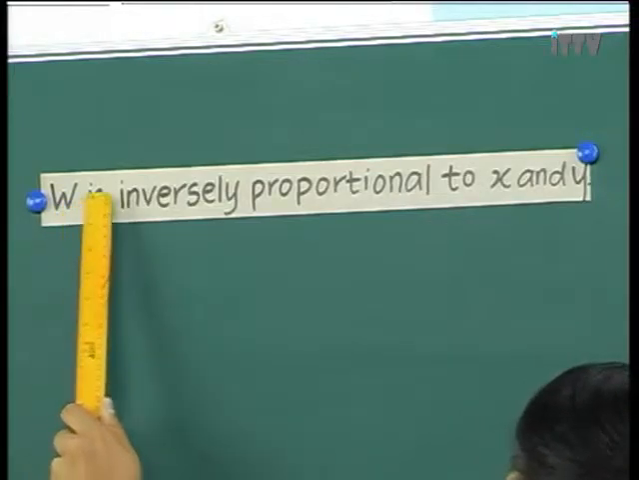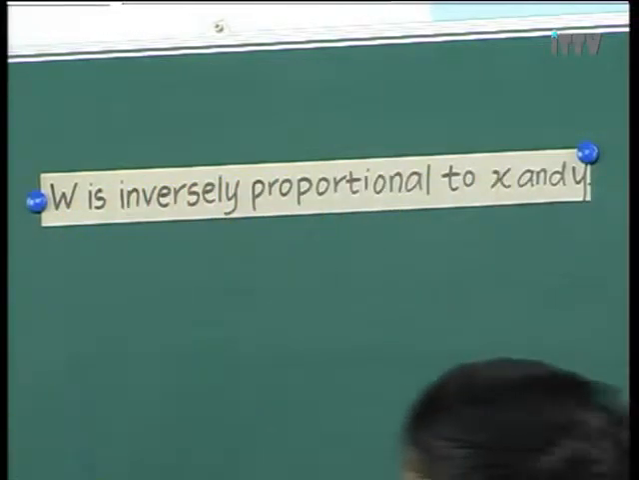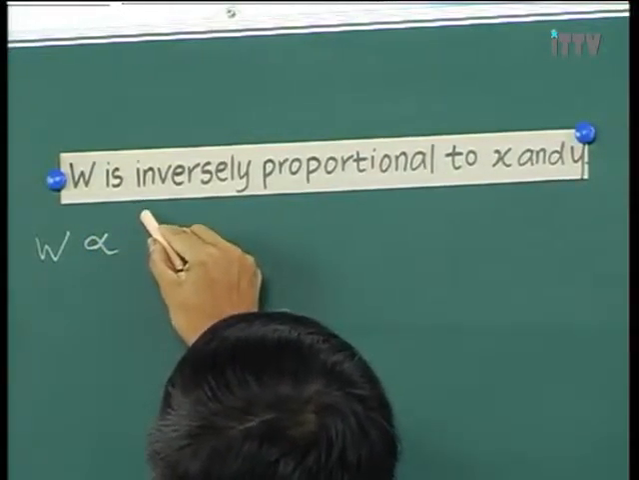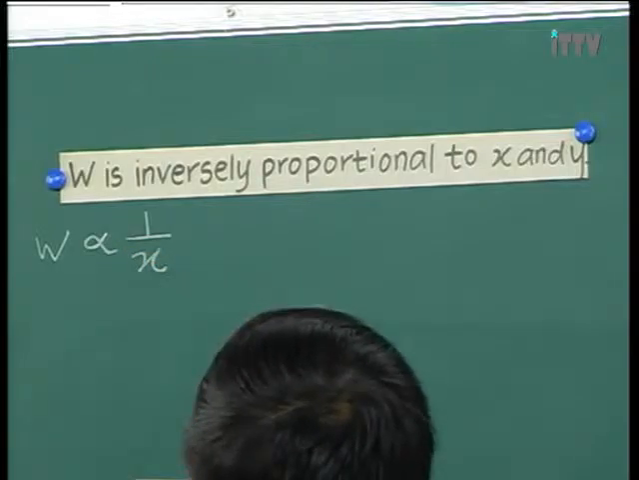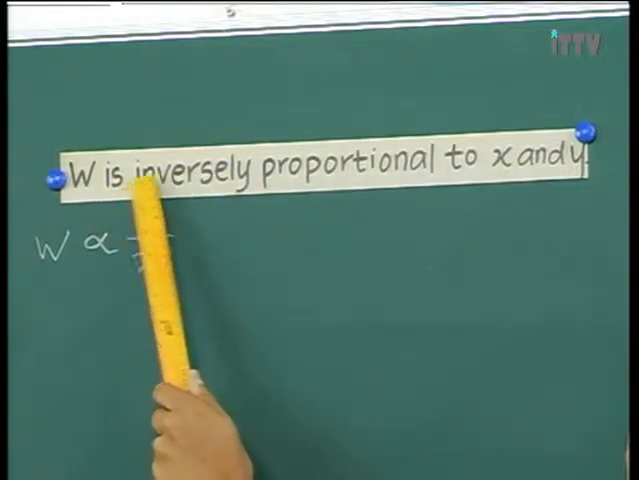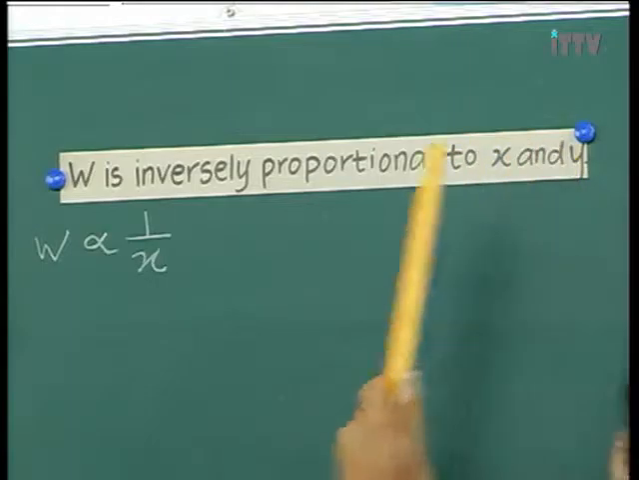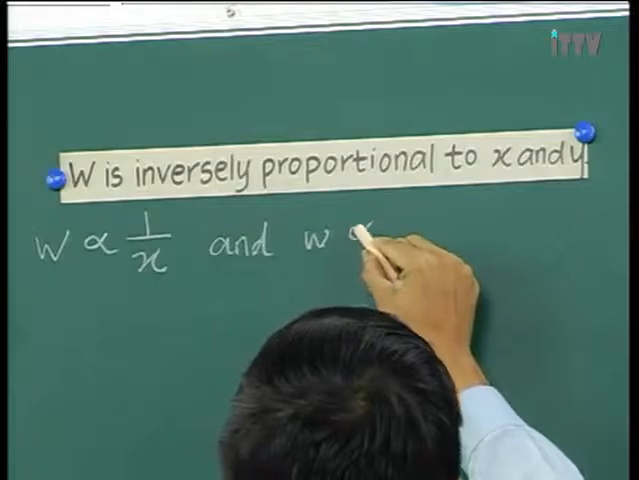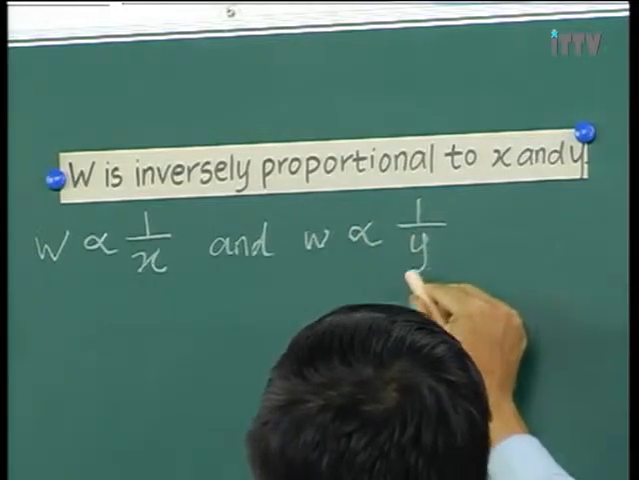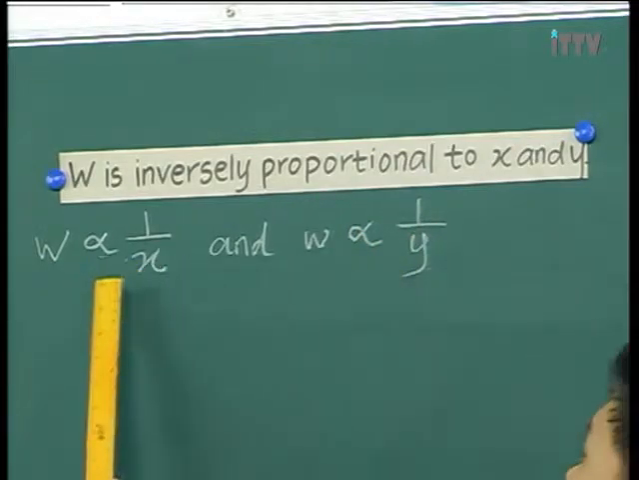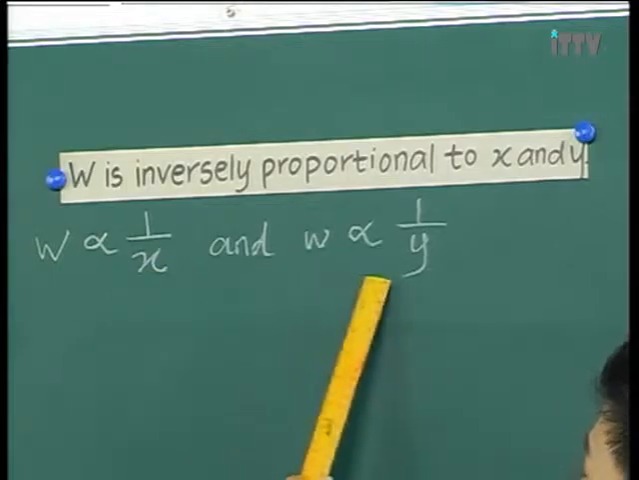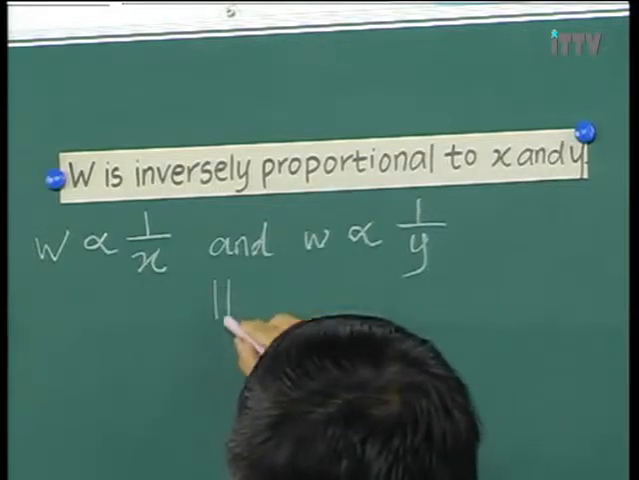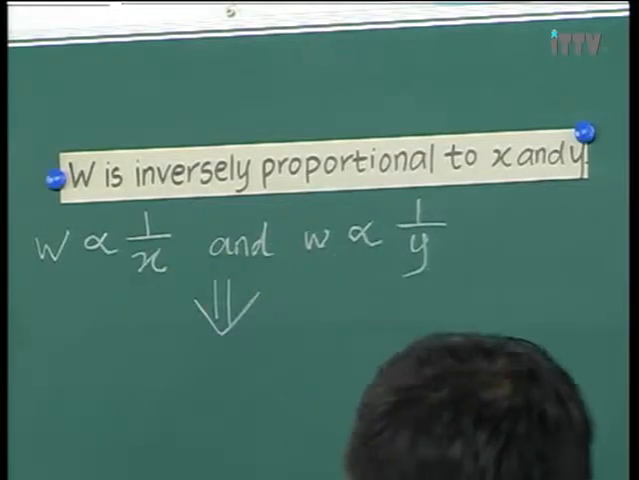First one, W varies inversely as X. I'm going to write that separately first. So W varies inversely as X, remember, 1 over X. And at the same time, W is also inversely proportional to Y. So we have another one, which is W varies as 1 over Y. So these are the two variations involved, and both of them are inverse. Now just take a look at how we write them, because it is not enough to have two separate variations.